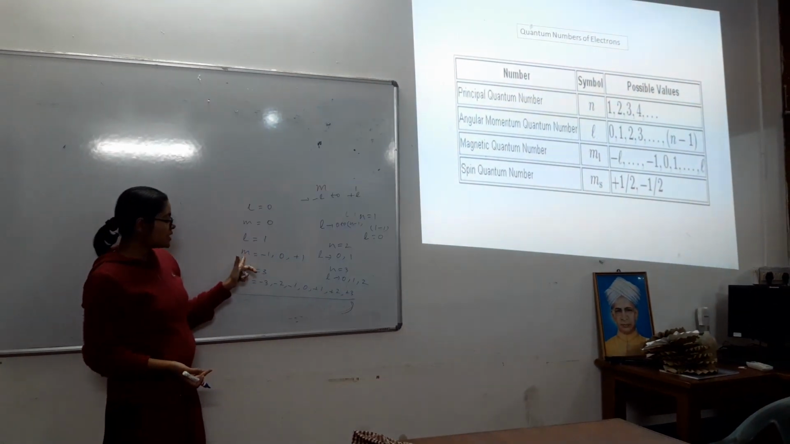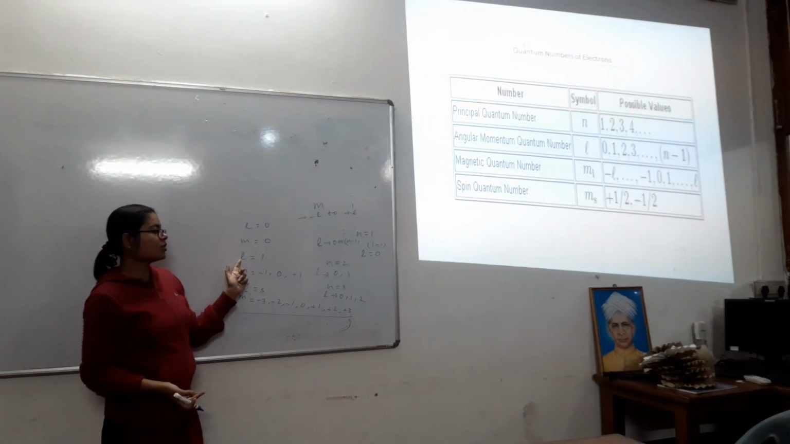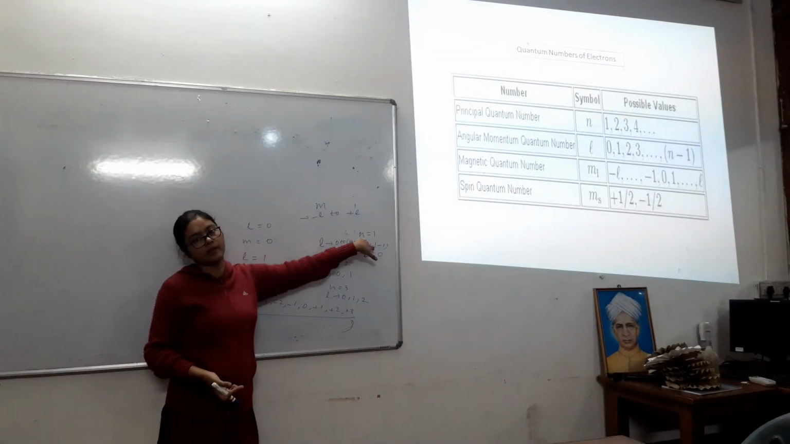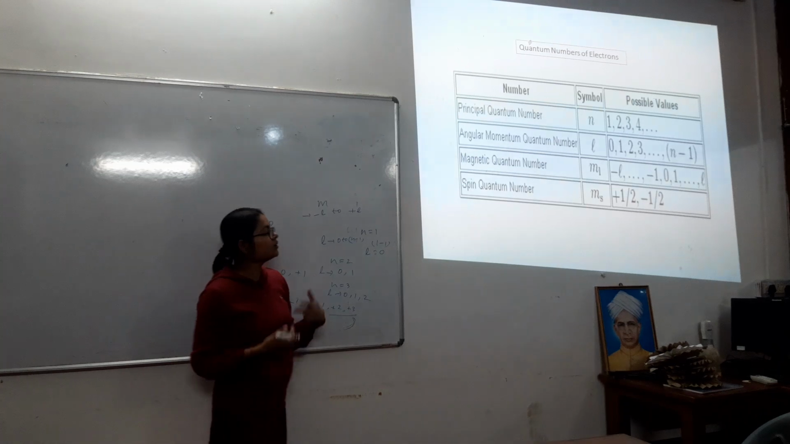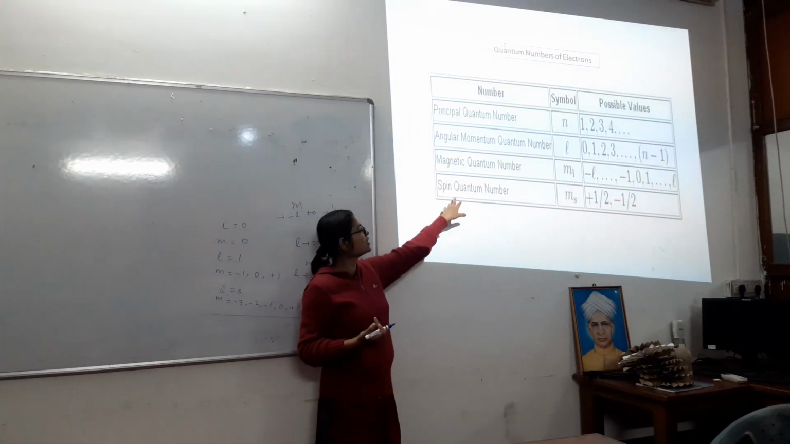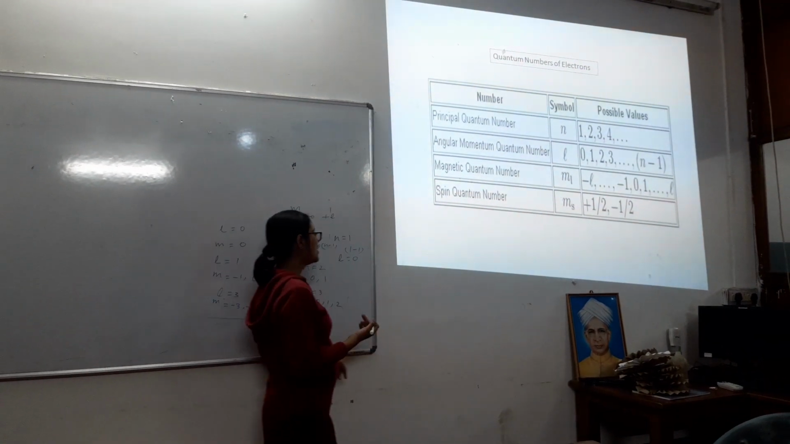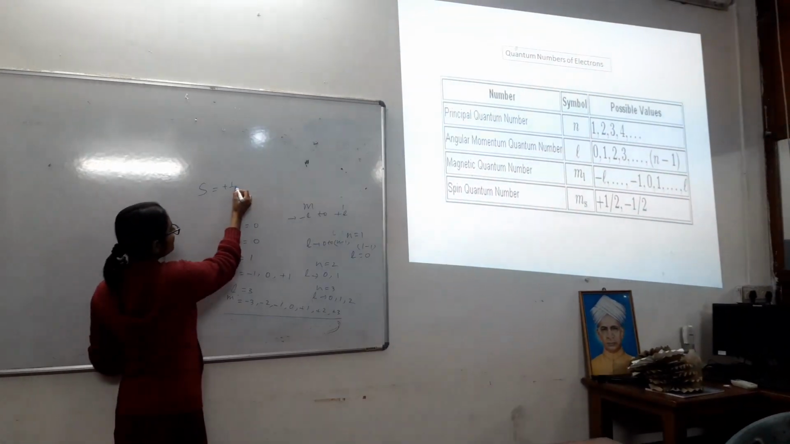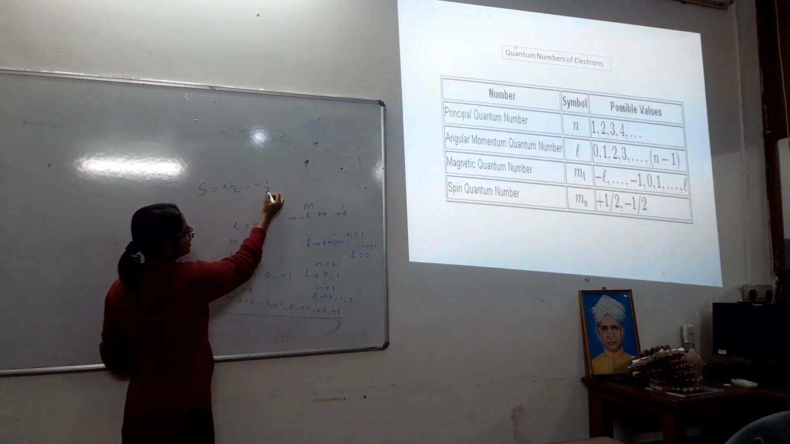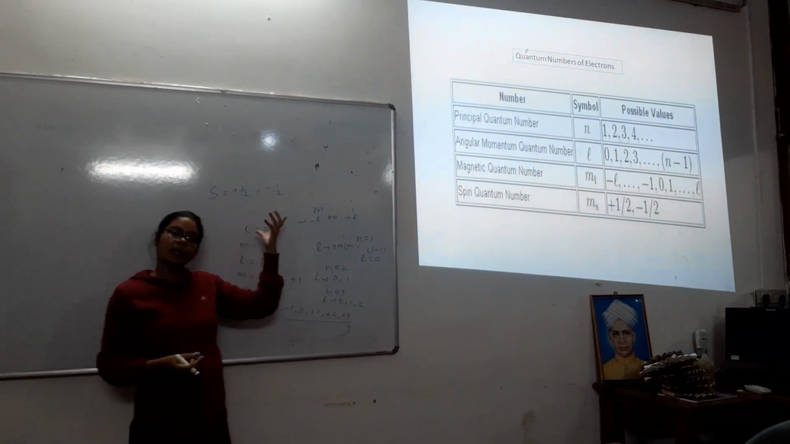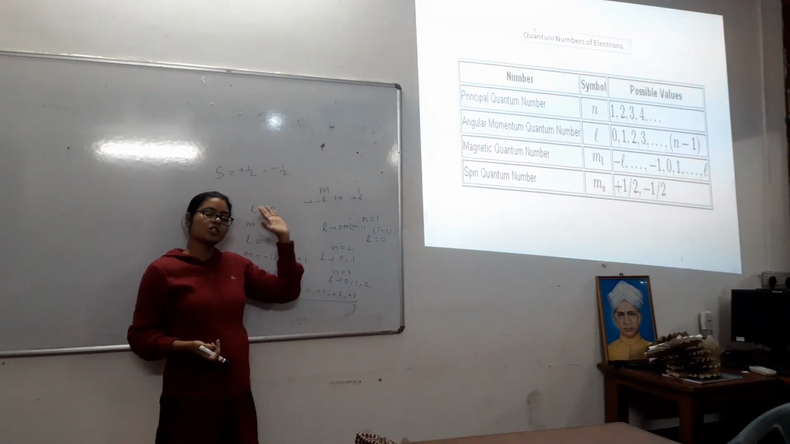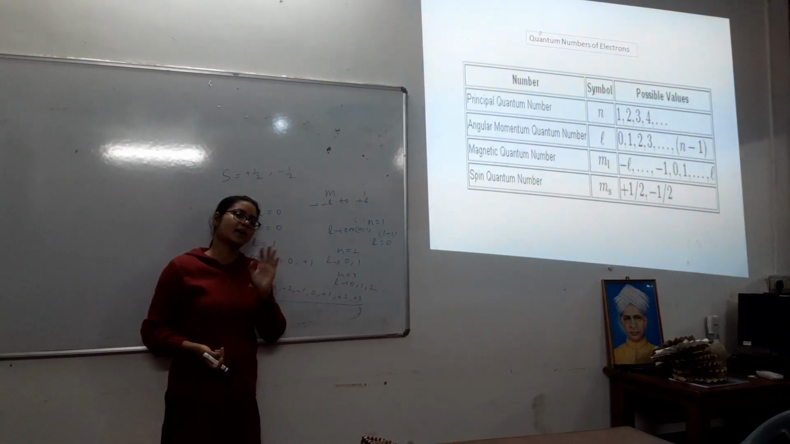So the magnetic quantum number and the azimuthal quantum number both depend on the principal quantum number n. Now the last quantum number of an electron is the spin quantum number. This spin quantum number has just two values, that is +1/2 and -1/2. And it is independent. It does not depend on any other quantum numbers. It has just two values, +1/2 and -1/2.